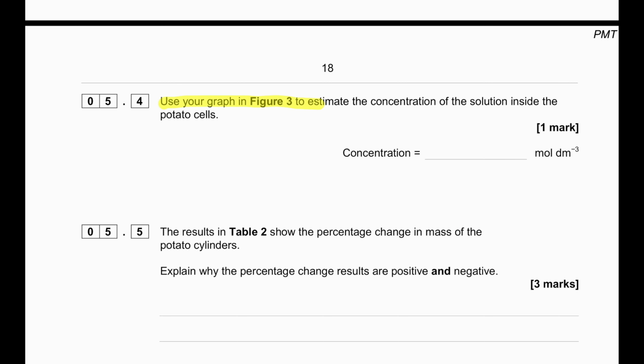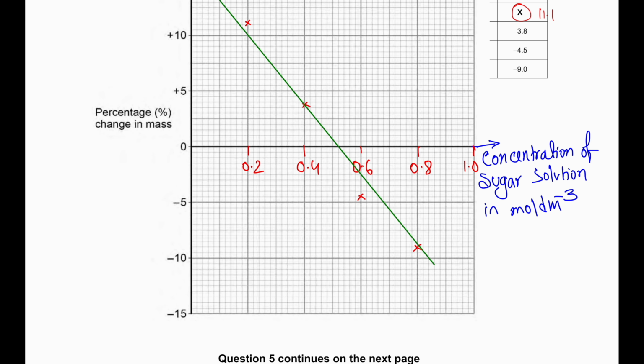Use your graph in figure 3 to estimate the concentration of the solution inside the potato cells. To estimate the concentration of solution inside the potato cell, we must look at the line where it crosses the x-axis. Where the line crosses the x-axis, the concentration inside the potato cells and outside the potato cells are equal. So at that particular place, our reading is 0.46. So 0.46 mole per cubic decimeter.